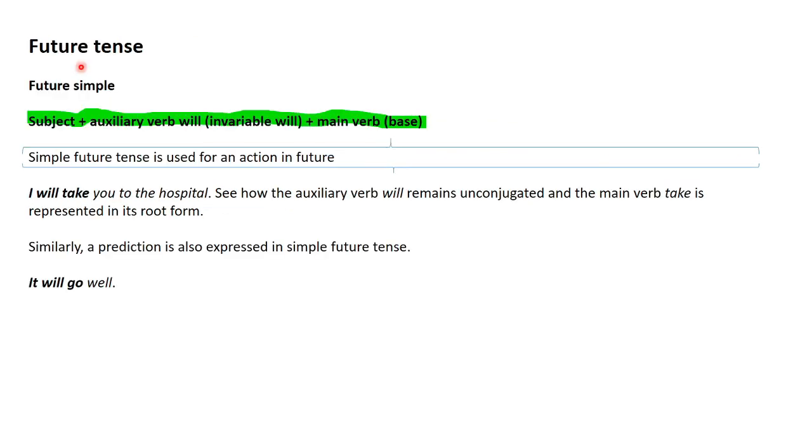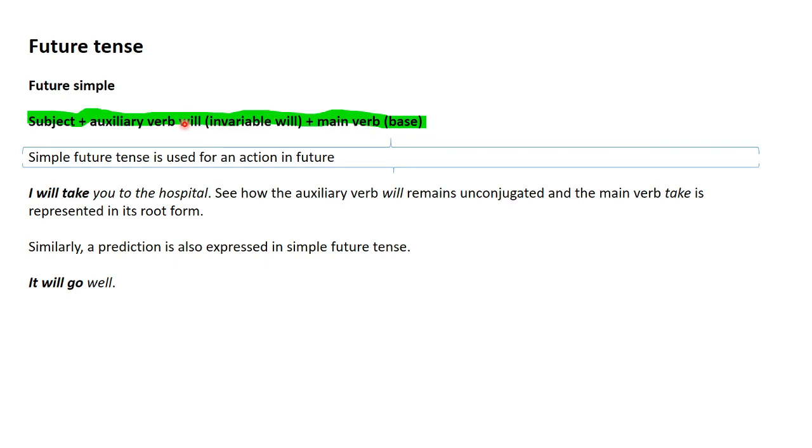Now let's come to the future tense. The future simple tense is used to express an action in the future. It follows the subject plus auxiliary plus main verb pattern. The auxiliary in this case is will, and this remains unconjugated, and the main verb is represented in its root form.